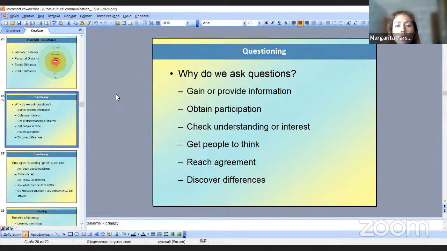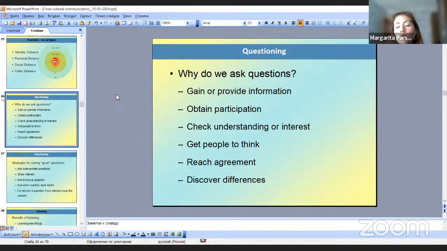Just to think on why do we ask questions. Asking questions is the main way to keep this back and forth communication going. It is important to ask questions and to get the answers to the questions. It's gaining and providing information. It shows participation, that everybody is involved in the negotiation process.